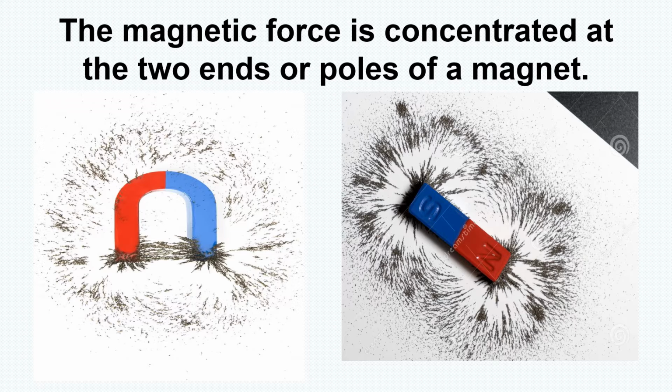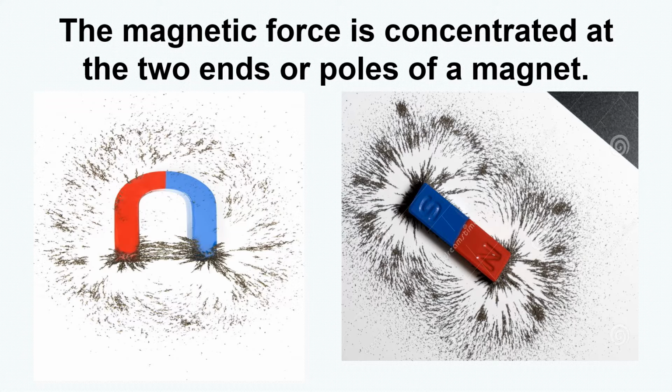The magnetic force is concentrated at the two ends or poles of the magnet. Now here you can see iron filings placed on a sheet of paper. Fine pieces of iron filings have been placed, and the magnet is kept there. If you notice, the magnet attracts the iron filings. From where are they attracting? They are attracting from the ends, the two ends, the north pole and the south pole, right at the ends. In both the shapes you can see the difference.